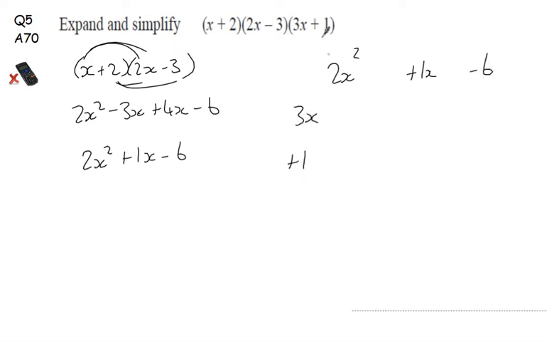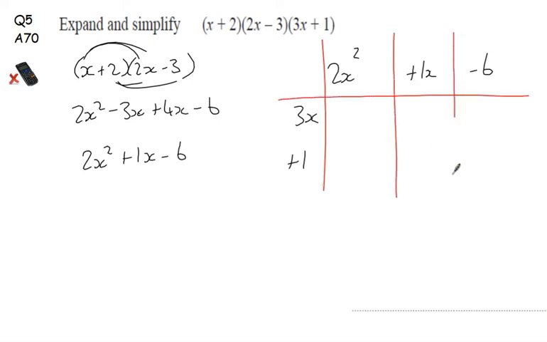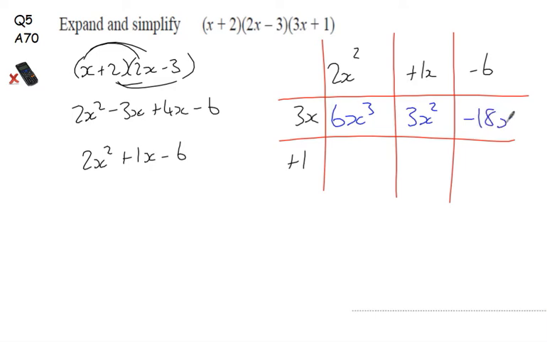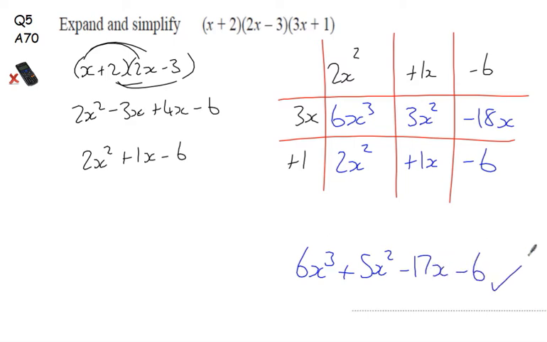I prefer to do this one in grids because once I use these arrows, you can get lost quite easily. 6x cubed, 3x squared, minus 18x, 2x squared plus 1x minus 6. Put this together, you've got 6x cubed, 5x squared, minus 18 plus 1 is minus 17x and minus 6.